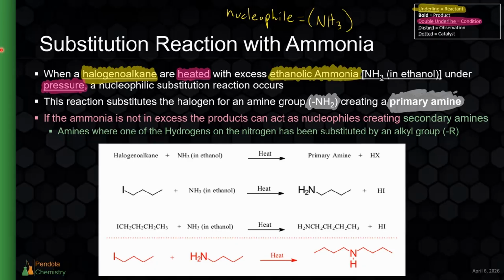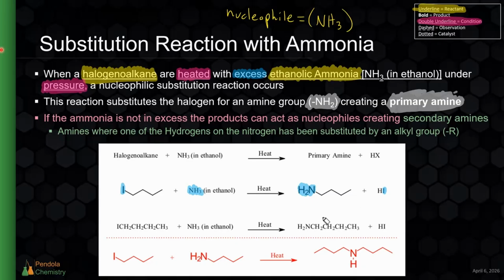Now, if the ammonia is not in excess, the products can become nucleophiles as well. So notice that this reaction says excess ammonia, and so we need there to be a lot of ammonia. The ammonia is going to replace the iodine and create the NH2 in the products, whereas the iodine goes with the hydrogen the ammonia loses and creates HI in this case. If it was chlorine instead of iodine, it would be HCl.